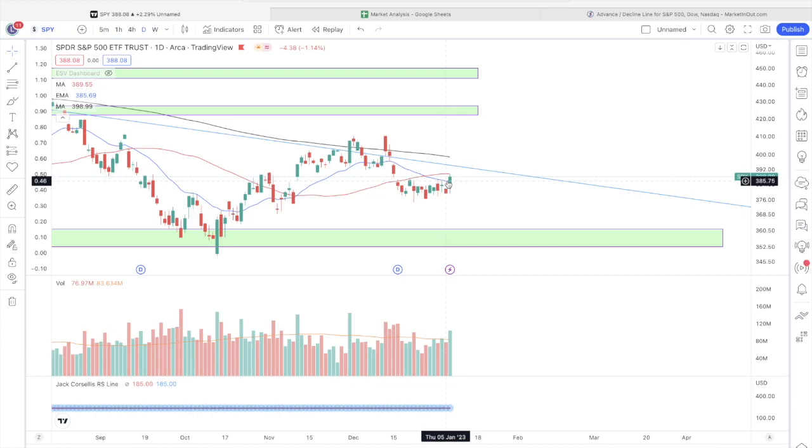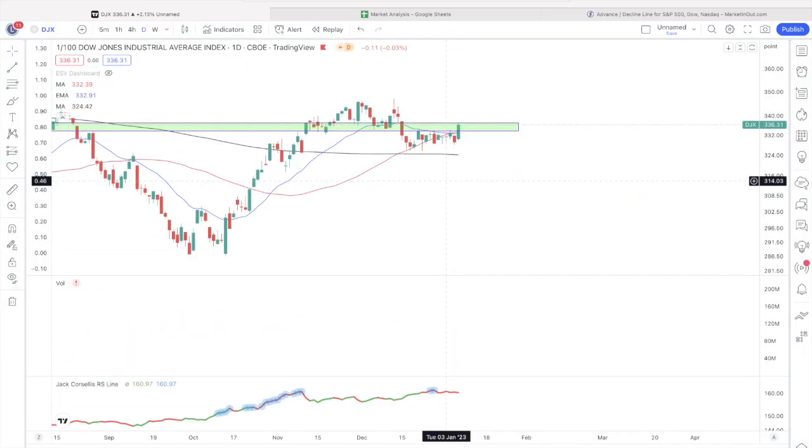Now let's take a look at the price chart for the Dow Jones. Currently, out of all the major US indexes, the Dow Jones is the best performing one. As you can see from the price action, it's above both the 50-day moving average and the 200-day moving average. And on Friday, it closed up by 2.13%.